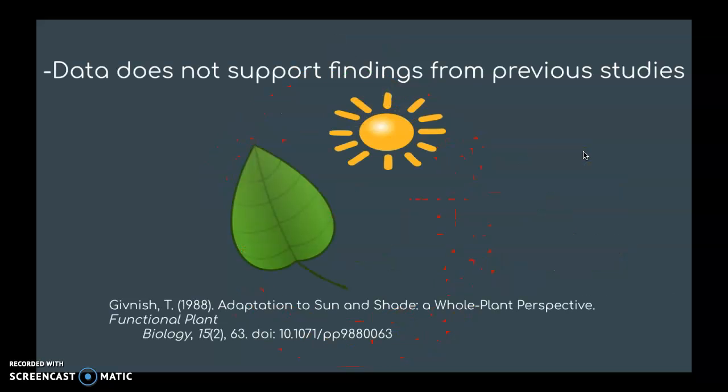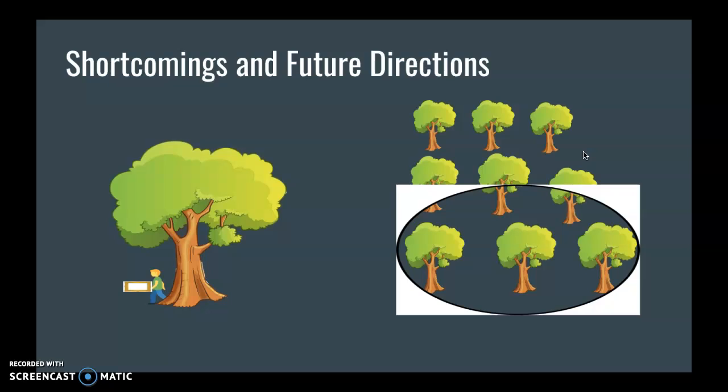This experiment was not consistent with the results from a similar study, Adaptation to Sun and Shade, a whole plant's perspective. The 1988 study finds that photosynthesis is directly impacted by the amount of sunlight that hits a tree's leaves. More specifically, it is not consistent with the dependent relationship between sunlight and foliage density presented in the study. This research can further be investigated, making drastic changes to the method of calculating sunlight.